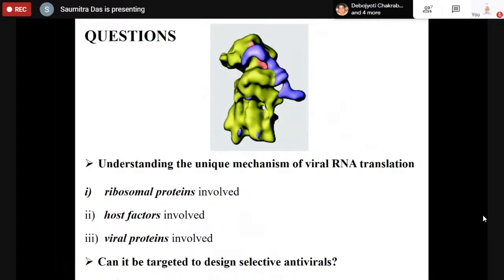And in the back of the mind, we were thinking, is it possible that once we know, we can target them to design selective antivirals? Because this is unique and fundamentally different. And if we target it, we don't expect, although cellular RNAs are also known to have some IRES element, their requirements are quite different. They don't bind to the 40S from the back gate.